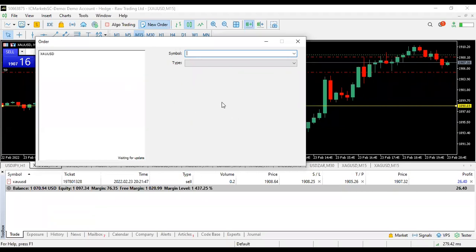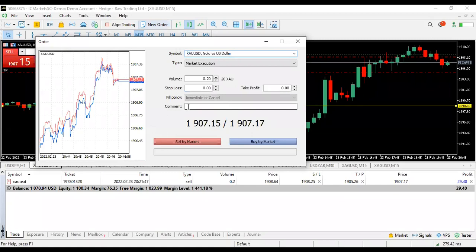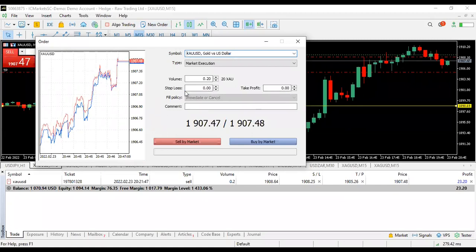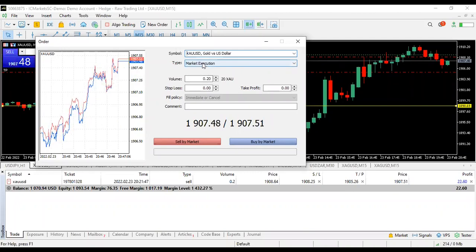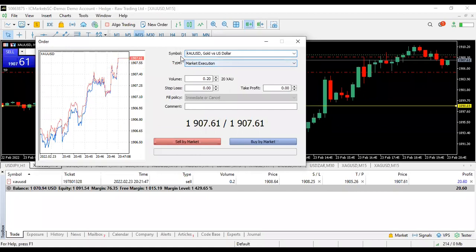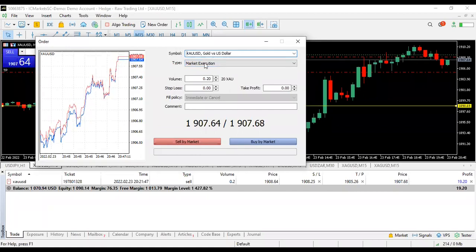Why is it so slow now? Something like this will pop out when you're on your phone, although on your phone it's a little bit different. Now, the first thing you check is the symbol, the same thing you want to trade, the same trade you want to place, and market execution is always there.